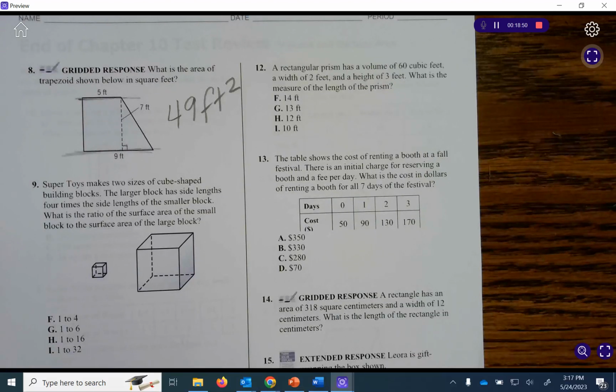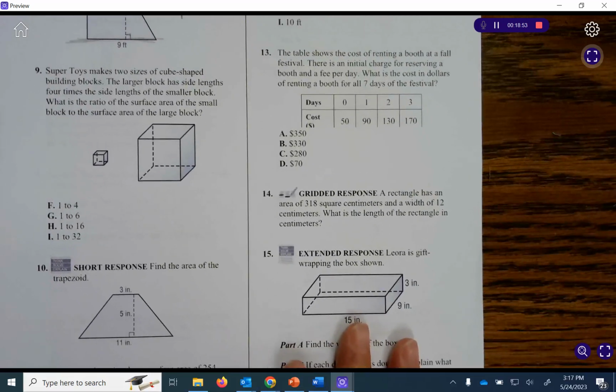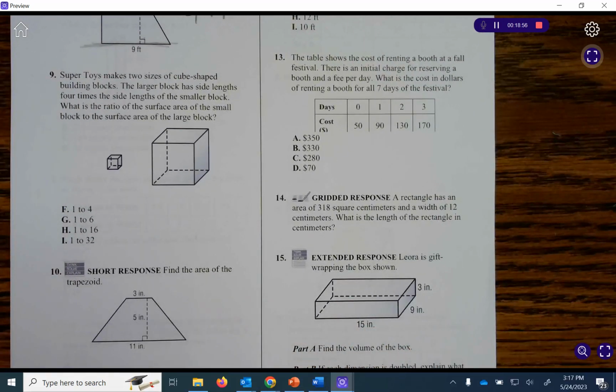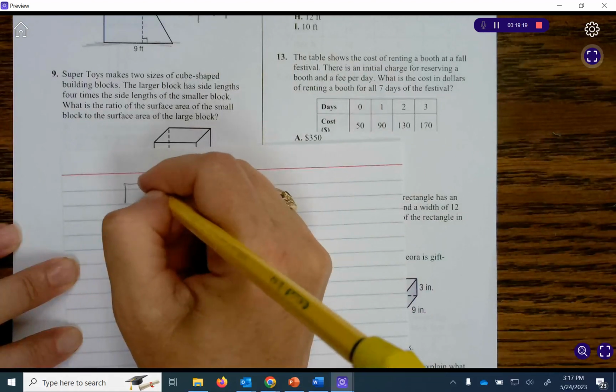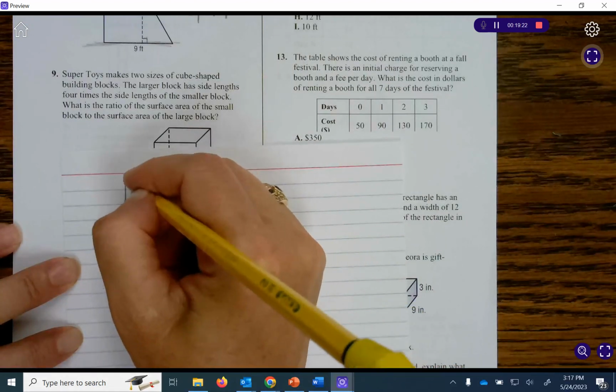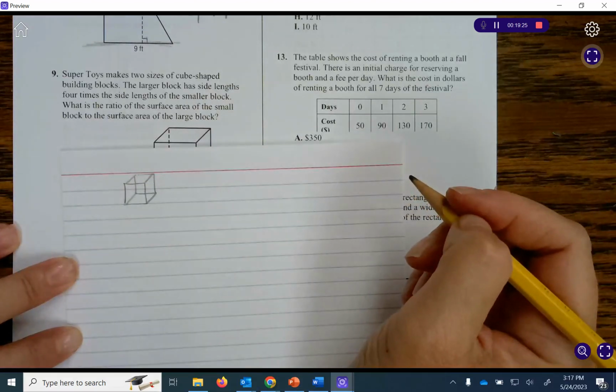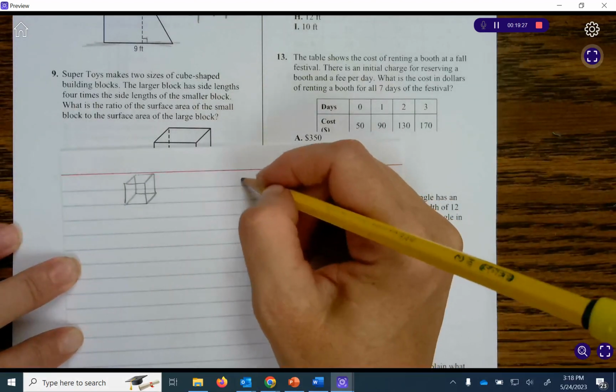Question number 9. Super Toys makes two sizes of cube-shaped building blocks. The larger block has side lengths 4 times the side lengths of the smaller block. What is the ratio of the surface area of the small block to the surface area of the large block? All right, so let's draw 2 boxes or 2 cubes. Now, the one good thing about cubes is that all the side lengths of the cube are the same length.